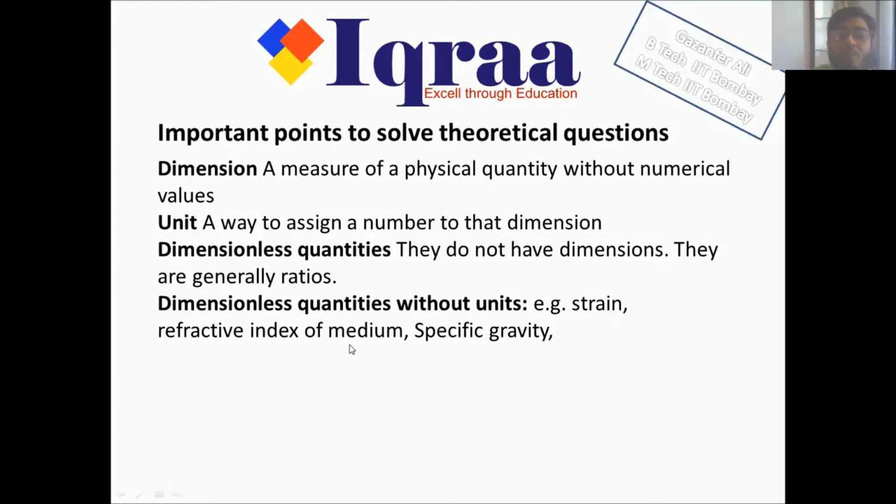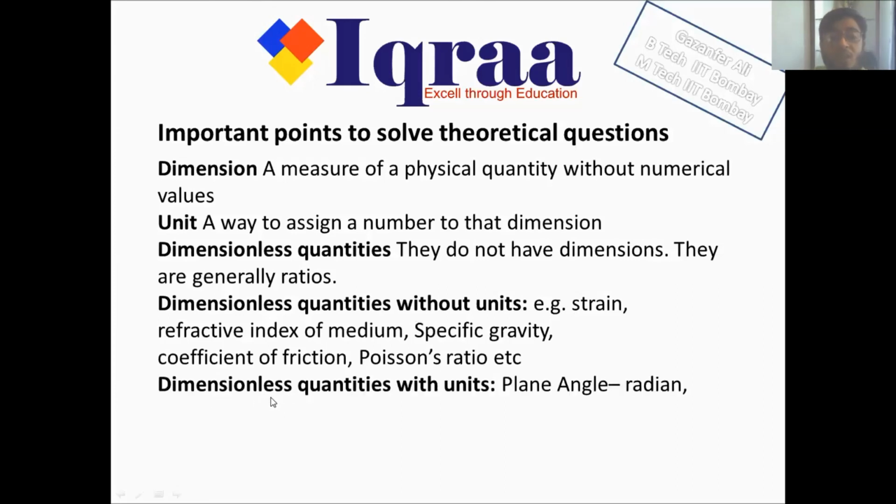Refractive index of the medium, which you may have studied in your optics chapter in 10th class, is basically the ratio of the velocity of light in the two media. Specific gravity is nothing but the ratio of the densities of two substances. Then there are coefficient of friction, Poisson's ratio, etc. These are all physical quantities which are dimensionless and don't have any units.